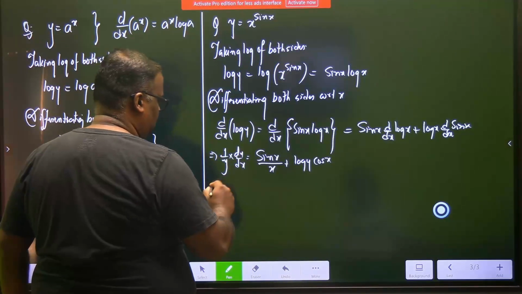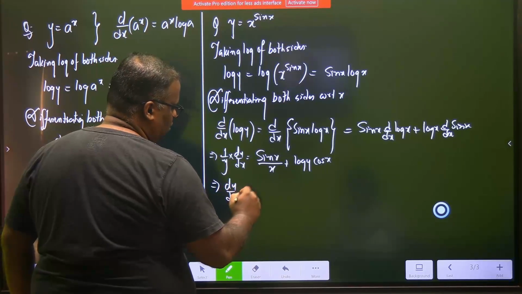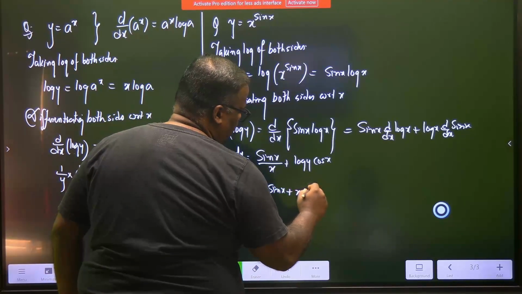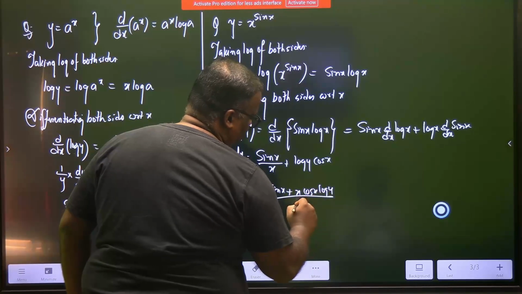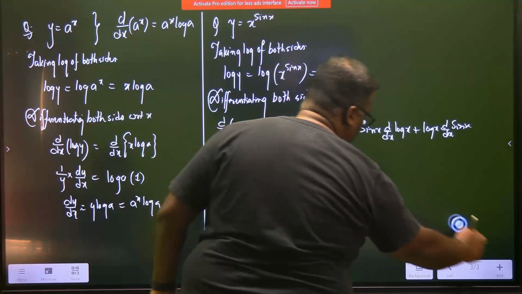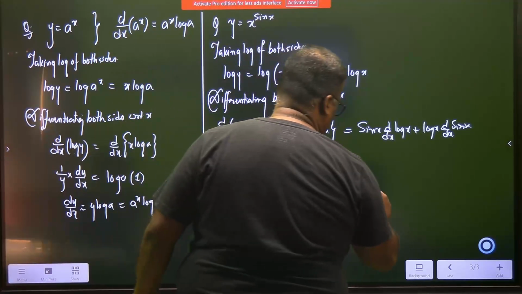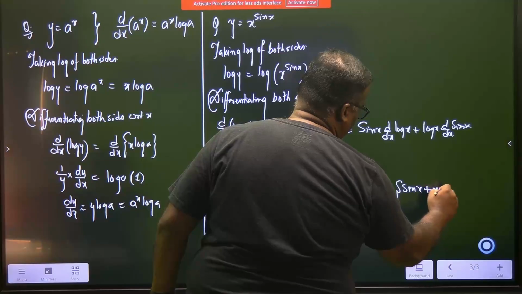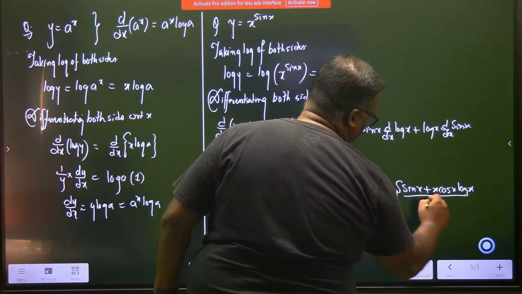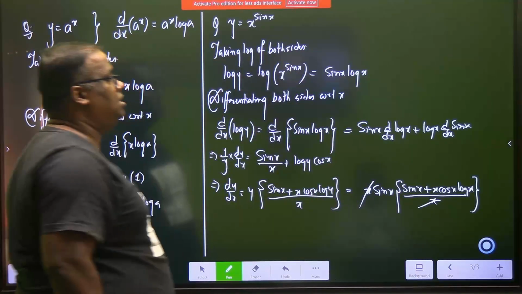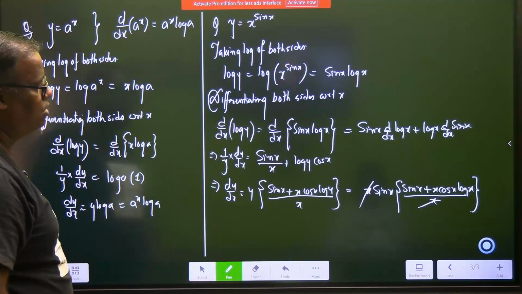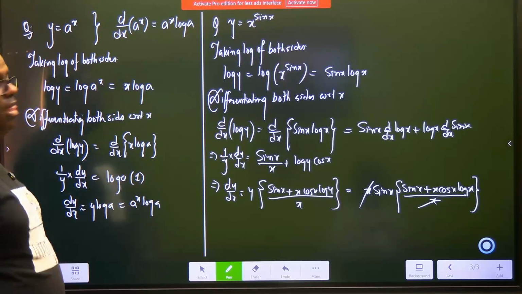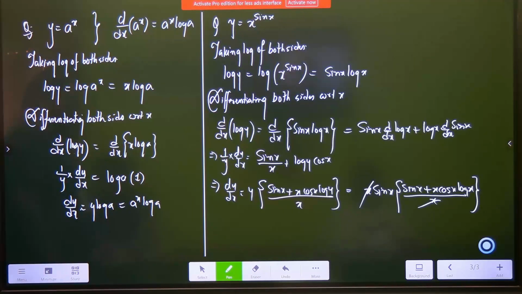Are we ready now? So dy by dx is equal to y times (sine x plus x cos x log x) divided by x. And now we multiply with the y. Our y's value is x to the power sine x. So it is x to the power sine x multiplied by (sine x plus x cos x log x) divided by x. And this x and x can go. The final answer is x to the power (sine x minus 1) times (sine x plus x cos x log x). You can write it in whichever way you want. Our problem is solved. Did we get this one? Okay.